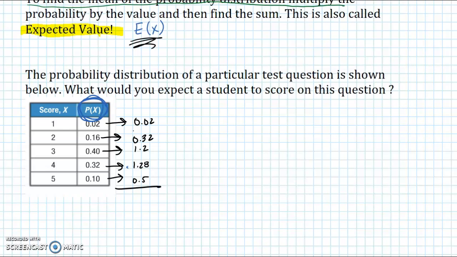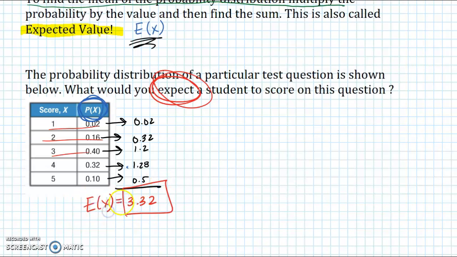It also gives you your expected value, which again is just the number you're expecting to get out of the table. So what would you expect a student to get on this question? The sum of all these, after you multiply across the row and then add them all up, find the sum, is 3.32. So your expected value, your E of X, for this particular question would be 3.32.